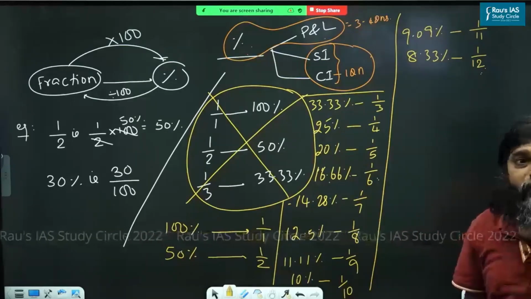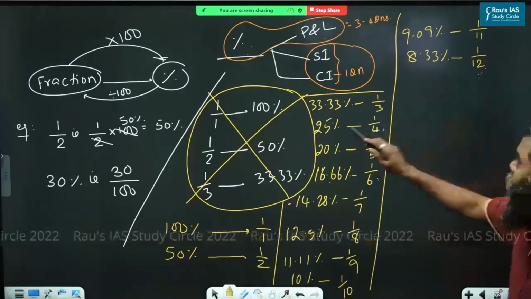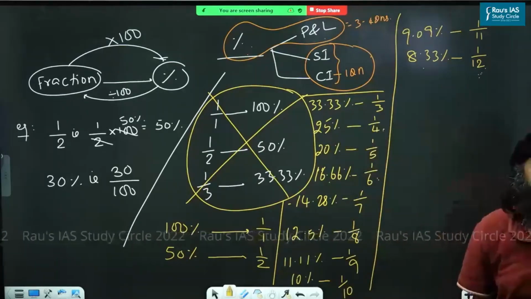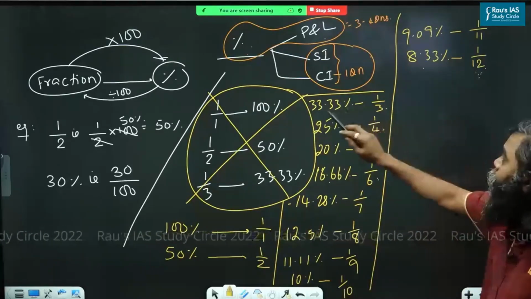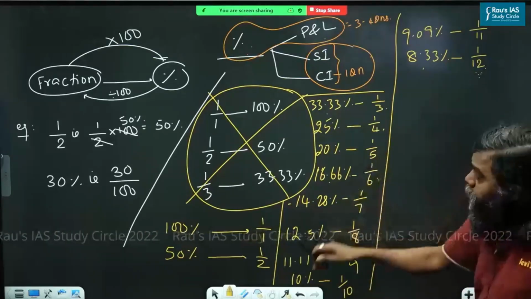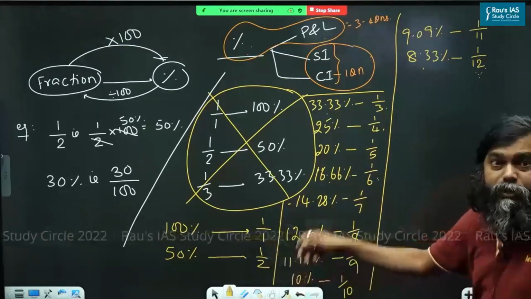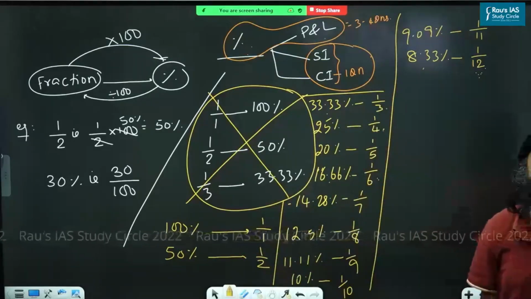12 is also a multiple of 4. So how does 4 become 12? Into 3. So divided by 3. You will get the same answer. 12 is a multiple of 3. How does 3 become 12? Into 4. So divided by 4. Same answer. 12 is also a multiple of 2. How does 2 become 12? Into 6. So divided by 6. You will get the same answer. Are you understood? Not understood, Abbas.